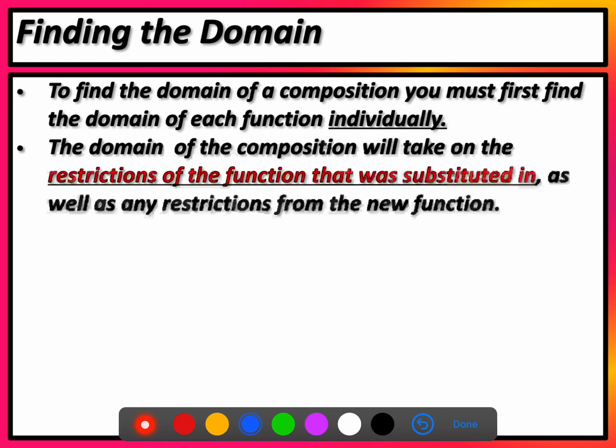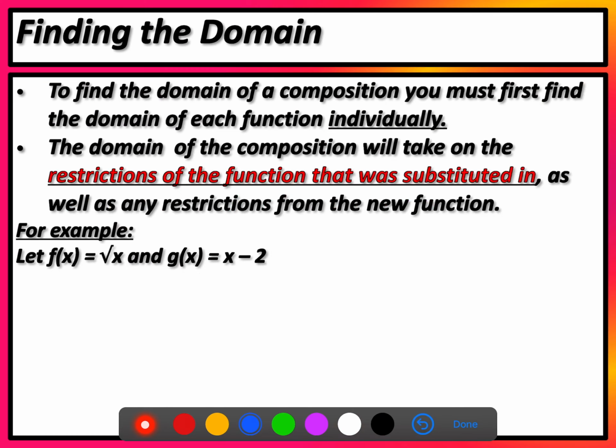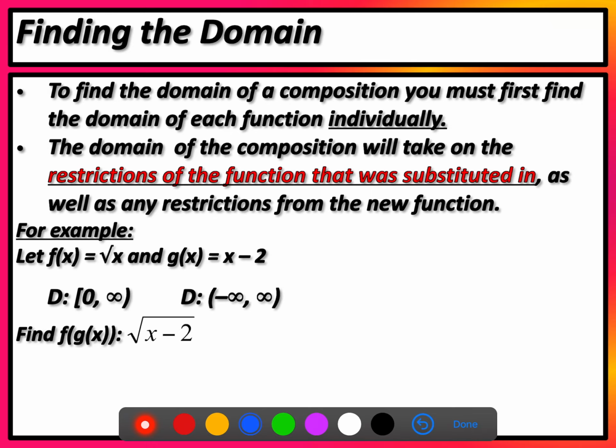So when you work from the inside out, whatever function is inside, we take those restrictions and we take the restrictions of the resulting function. So if we have square root of x and x minus 2, for the square root we know this has to be limited to positives. g of x is linear, so there's no limitation there.